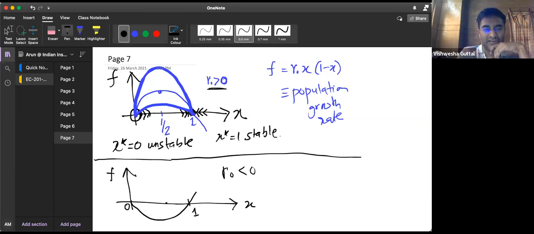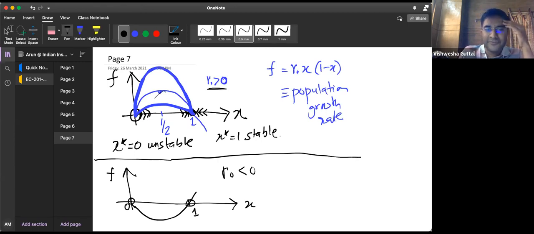When r is less than 0. Is that fine, everyone? Because when r is less than 0, basically take the exact same value. If r is negative, whatever was positive here must become negative, right? It basically will now become a mirror image of this graph here. Is that right? Now again, what are the equilibria? There are two equilibria, one here and one here.